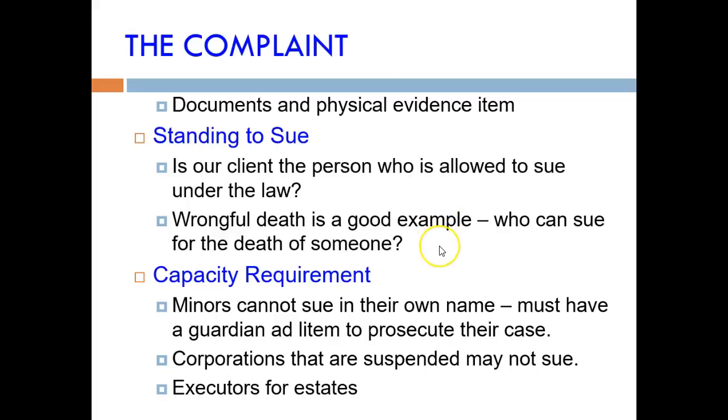Next is a capacity requirement. This only has to do with times when people don't have the capacity to sue in some cases. For instance, minors cannot sue in their own name. They have to have a guardian ad litem appointed. Basically, usually it's their parent that's appointed to prosecute their case. And so it's the guardian ad litem for the minor that sues, not the minor themselves.